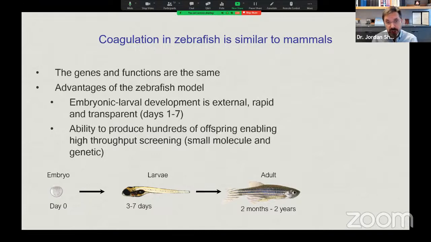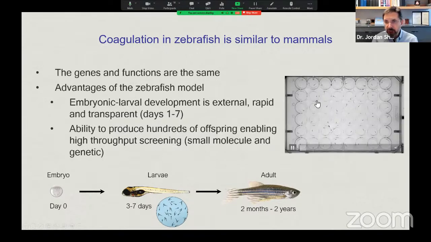They're also transparent, so we can see that coagulation very easily. We can keep them in Petri dishes. We can keep about 100 in each Petri dish, and they don't need food for the first week of life, so it's very easy to work with them. And then they become adults at about 2 months of age.